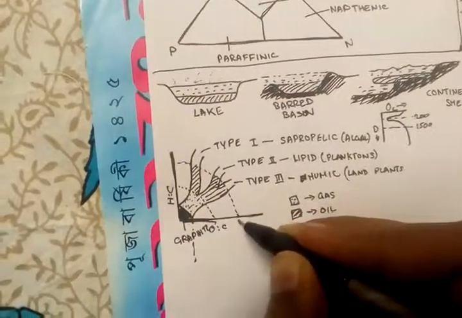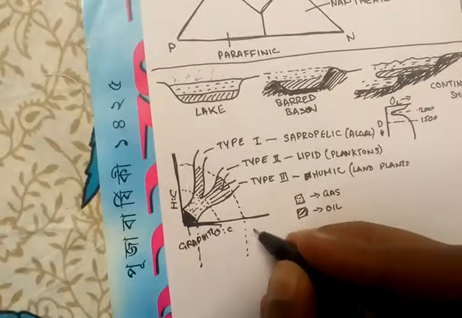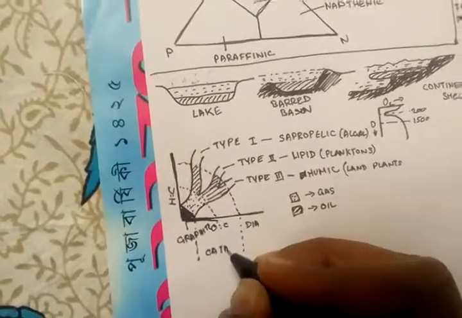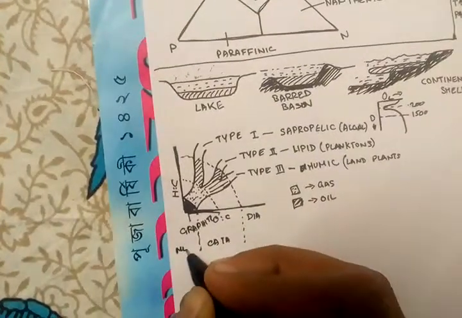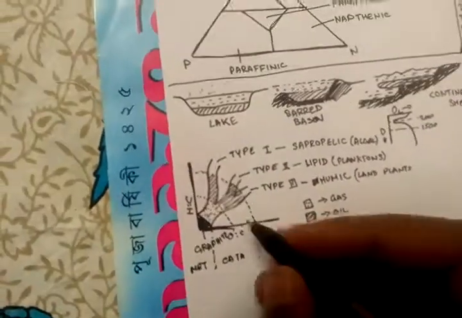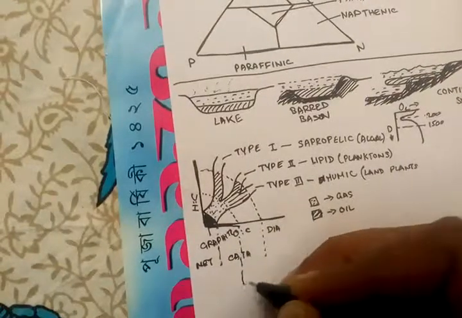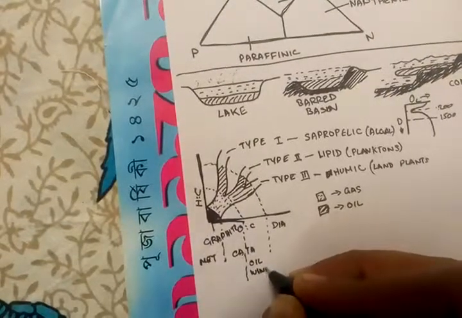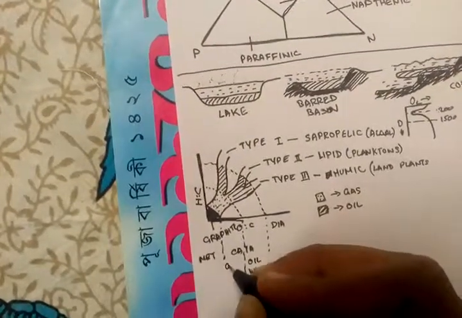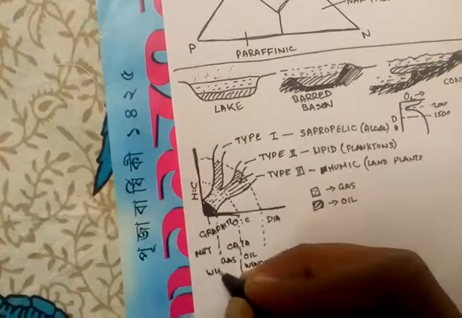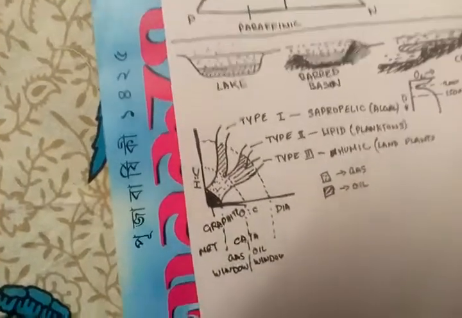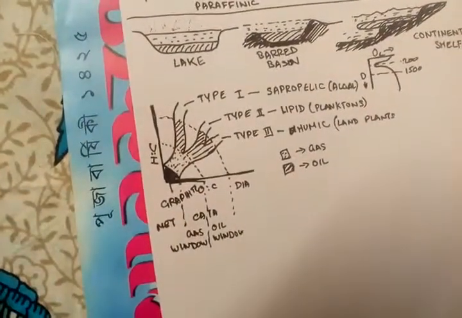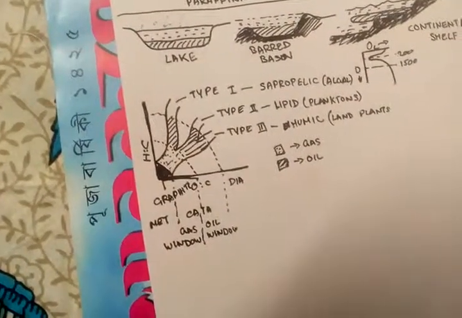So if we see it like this, this is dia, this is cata, this is metagenesis. Okay. Further, if we divide, this is oil window, this is gas window. Okay, so this is basically the maturation pathways of kerogens.